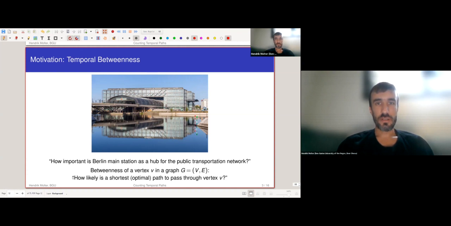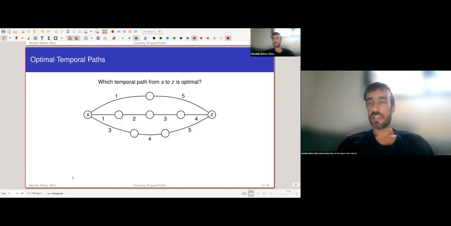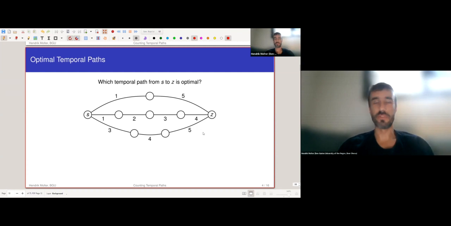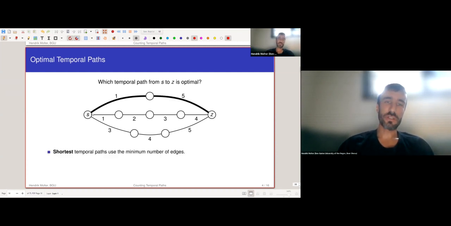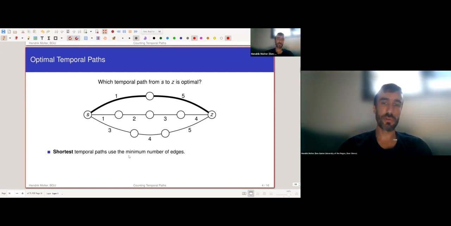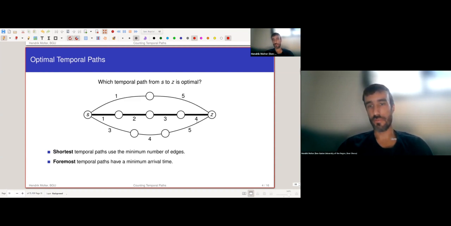And in the temporal setting, we have different choices for what it means that a path is optimal. That was already touched on a little bit in previous talks. So if you consider this small temporal graph and ask yourself, how can I get from S to Z? There are these three obvious choices. The first one is the one that uses the minimum amount of time edges. We call those shortest temporal paths. The middle one arrives as early as possible, at time 4. So we call that the foremost temporal path.